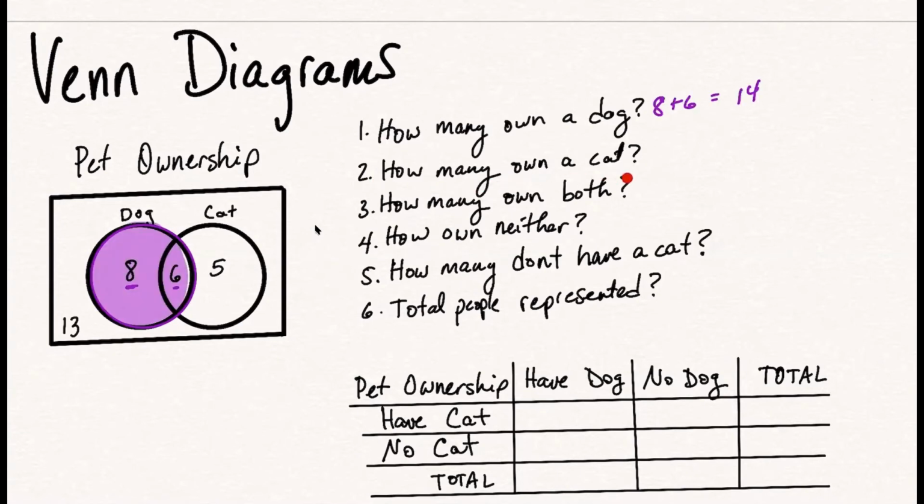How many people own a cat? Just like with the dogs, all of these people inside here own a cat. That's 6 plus 5, 11 people.